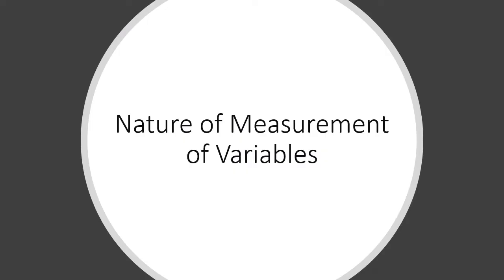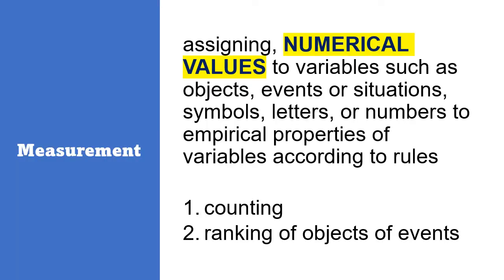Let us continue on the definition of terms. Now, the nature of measurement of variables. When I talk about measurement, it is assigning numerical values to your variables, such as your objects, your events, your situations, your symbols, letters, or numbers to empirical properties of variables according to rules.